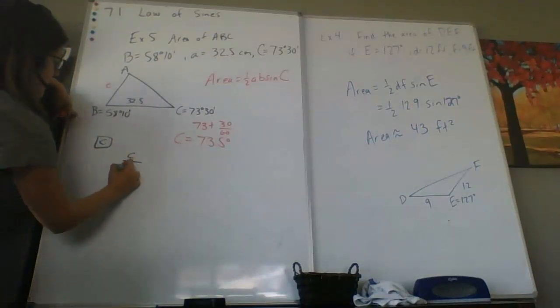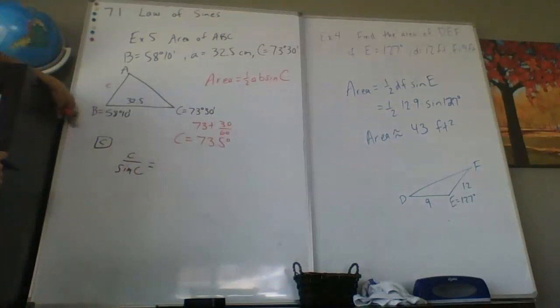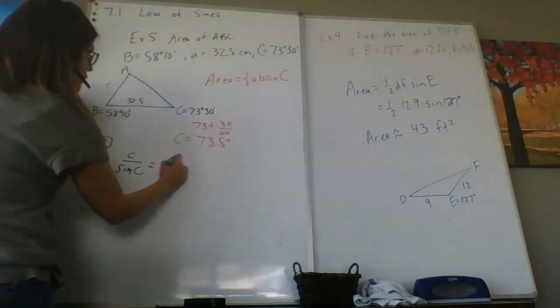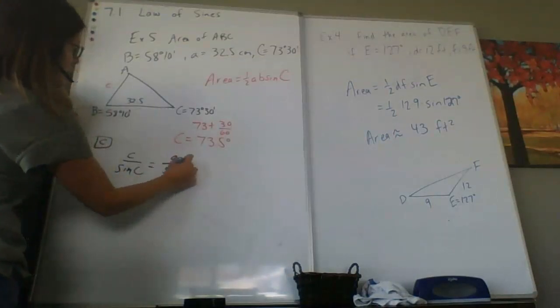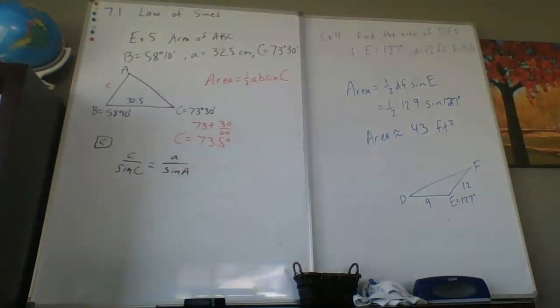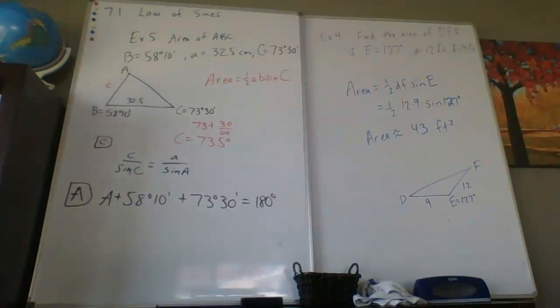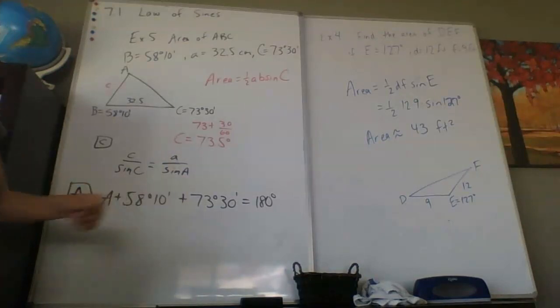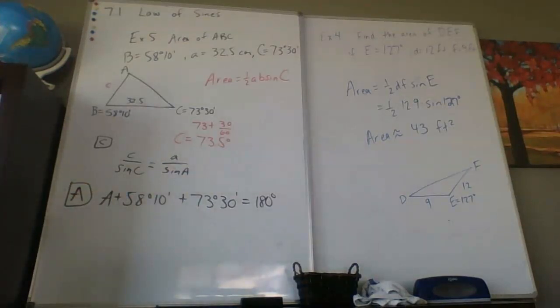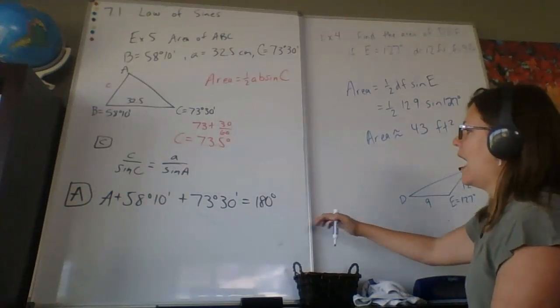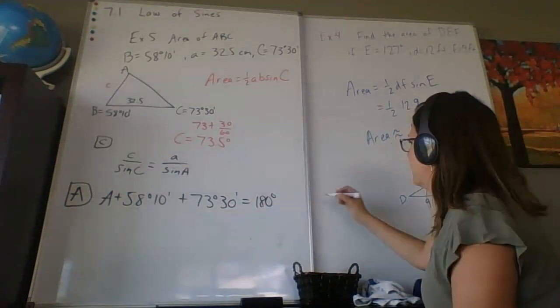So C over sine C equals little a over sine A. But notice we don't even have angle A. However, we can calculate angle A because we know 2 of the 3 angles of the triangle. Let's go ahead and calculate angle A by hand. So we know that the 3 angles have to add up to 180 degrees. Off to the side, I will add the 2 angles that we are given.